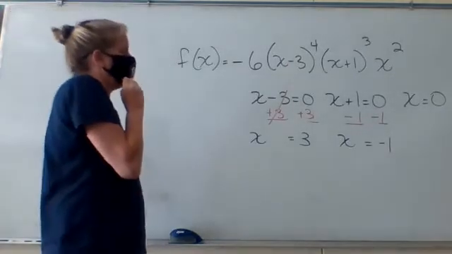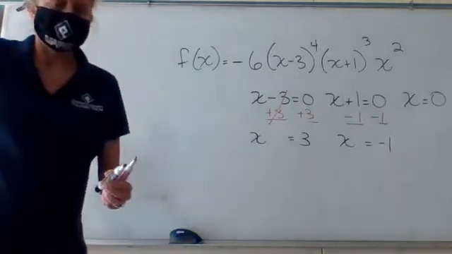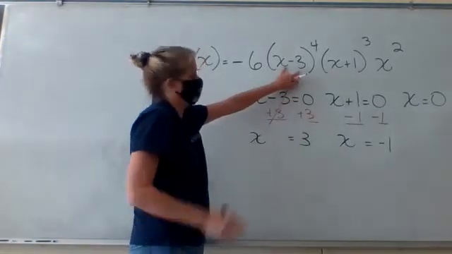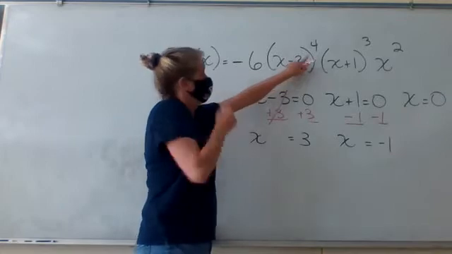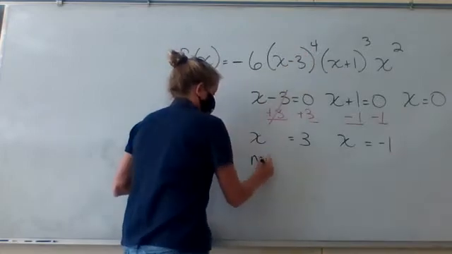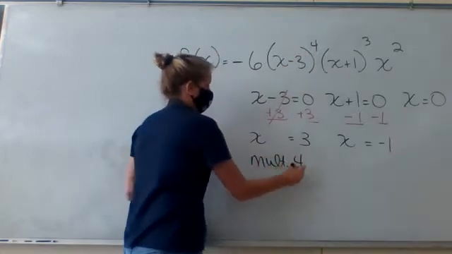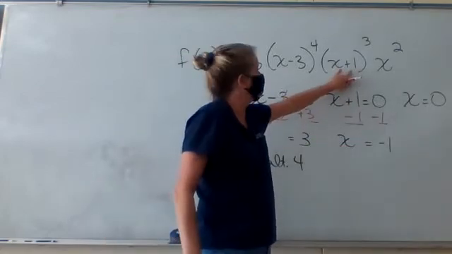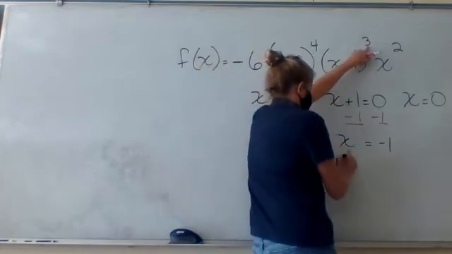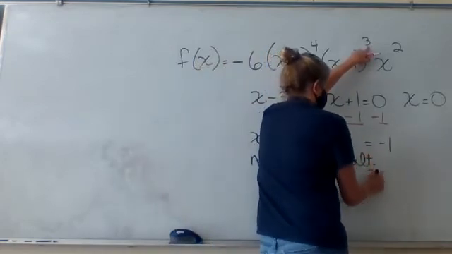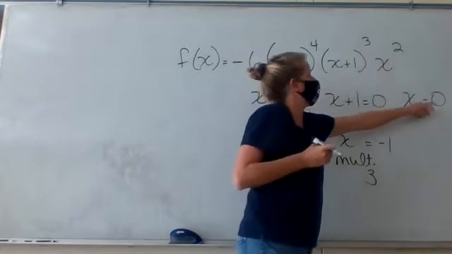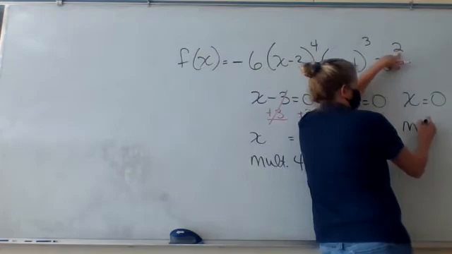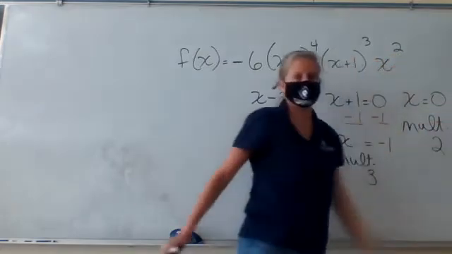So I have 3 zeros: 3, -1, and 0. Let's talk about their multiplicities. Where did this 3 come from? It came from this factor, so its multiplicity is 4. Where did this -1 come from? It came from this factor, so its multiplicity is 3. And where does 0 come from? It came from this factor, and its exponent is 2, which means its multiplicity is 2.